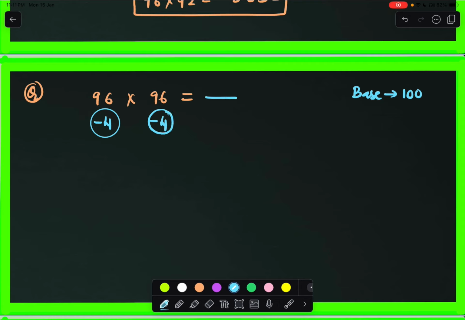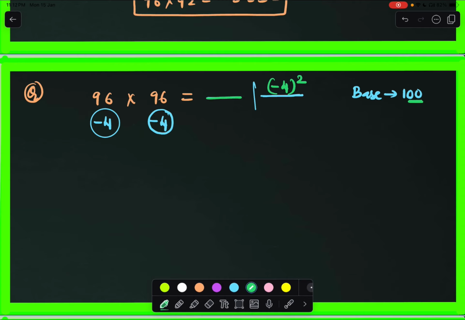So this product contains two parts, a first part and a second part. How to get the second part? Multiply the deficiencies: minus 4 into minus 4 is 16, which is minus 4 whole square. Why? Because the numbers are equal, so I write it as it is. So I get minus 4 whole square in the rightmost part, but make sure your base contains how many zeros. That is the standard condition.